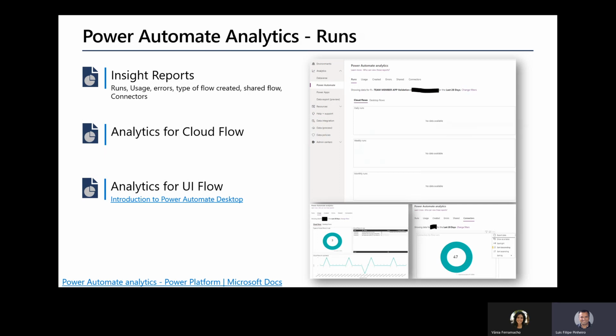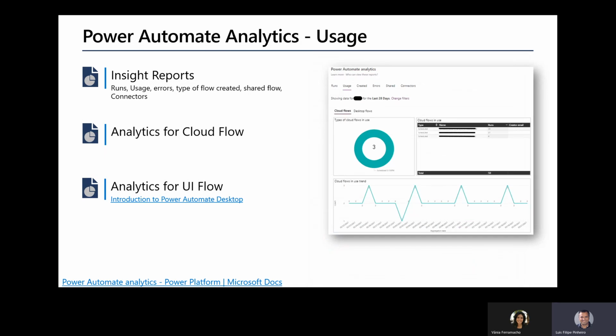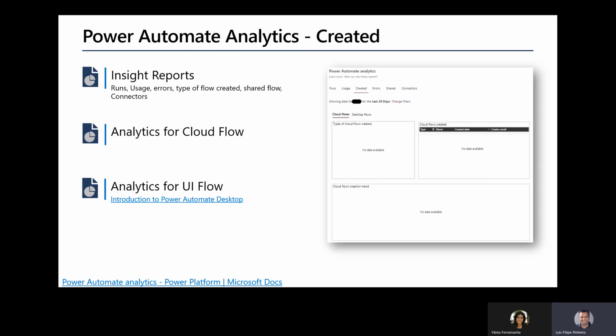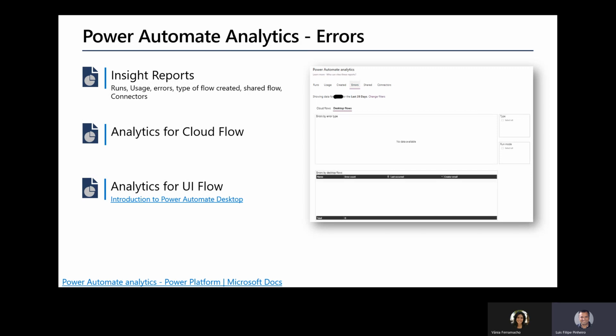So if we move forward and look at the usage report of the Power Automate analytics, this report provides insights into the different types of flow in use, trends, and flow creators' names. Then we can move forward and go to the created report, which provides insight into the type of flow created, again the trends and the details. If we move forward, we can see the error reports, which provide insight into recurring error types, details, error counts, creator's email address, and last occurrence time.